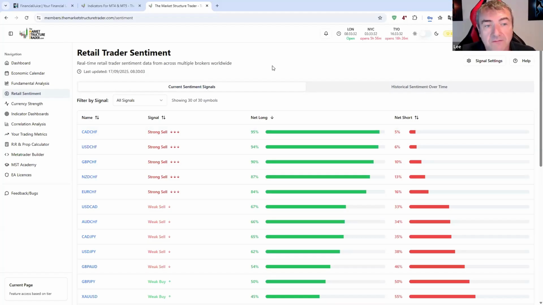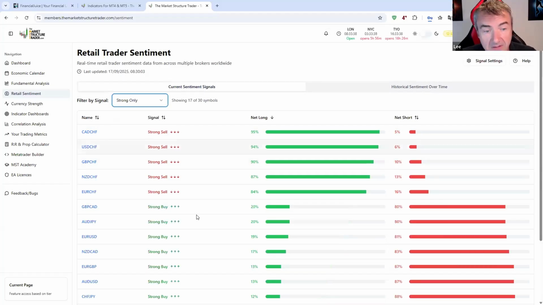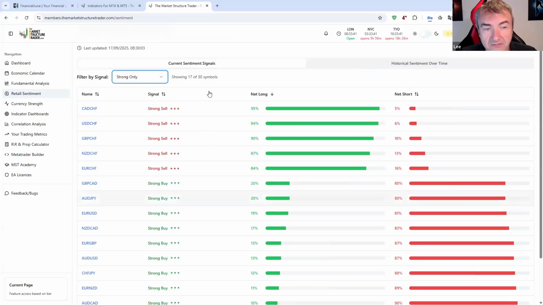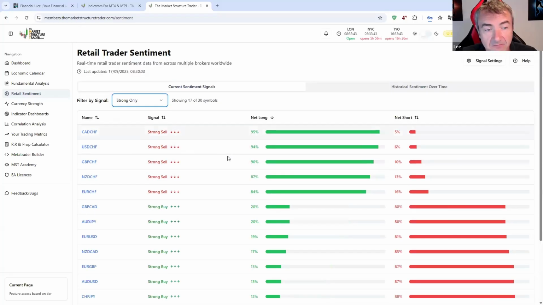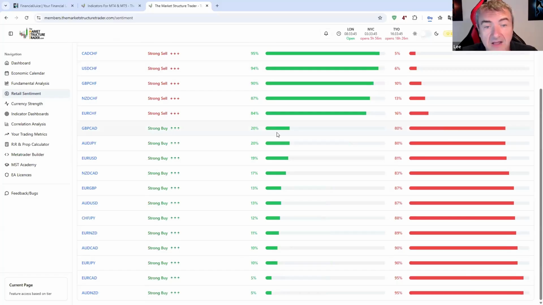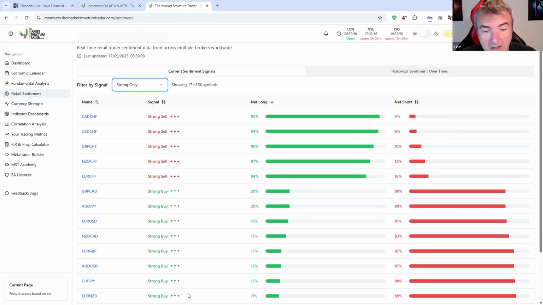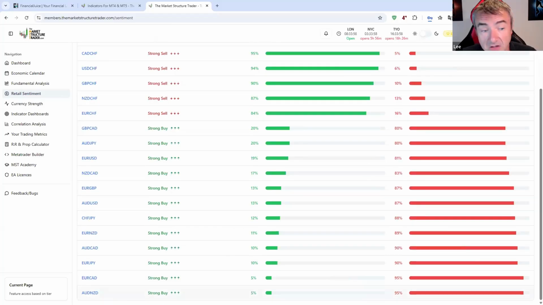But what you can do if you're a pro and elite member is filter this to just show strong signals. And there's a lot of them today. Wow. So this is showing you, been a lot of movement, obviously. There are huge swings in one direction or another at the moment. So down here, we've got the Aussie New Zealand. 5% of the market at the moment are long, so 95% of the market are short, meaning that it's likely the market will push higher because it goes the opposite direction.